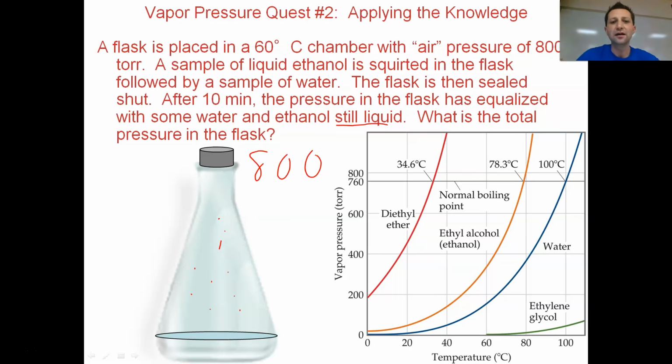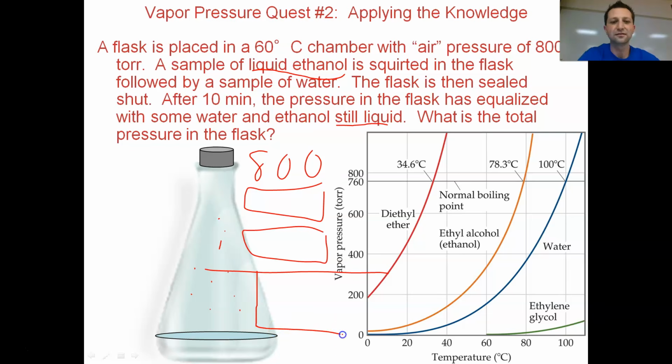All right, 800 torr air pressure was where we started. We also have air pressure from the liquid ethanol. Okay, so we have ethanol vapor now. So we want to add up what that ethanol is going to be. Right, we also have water vapor. Okay, so the total pressure is the combination of those three.